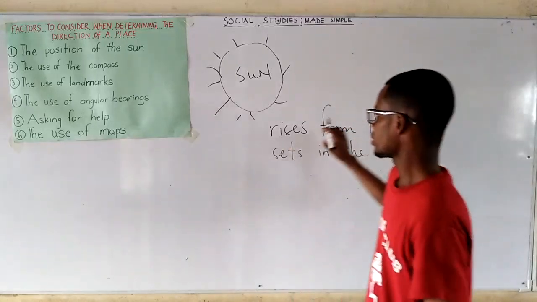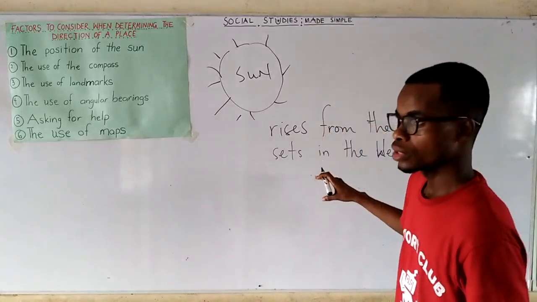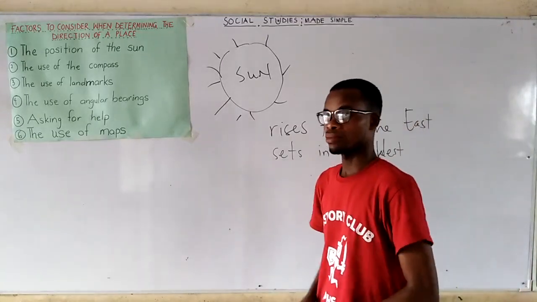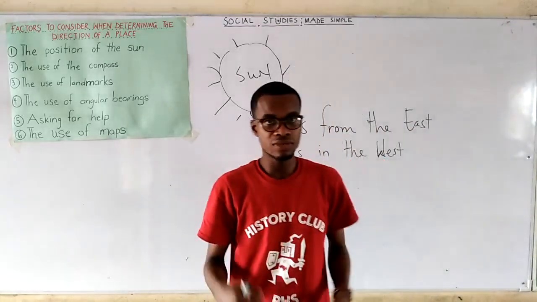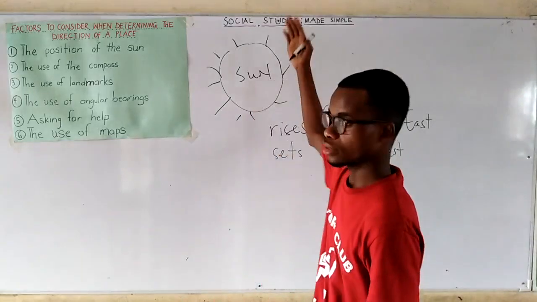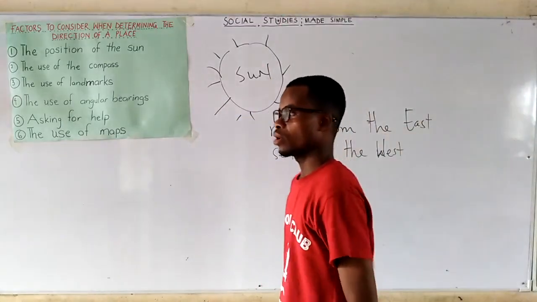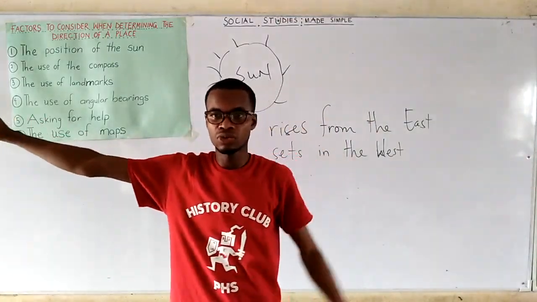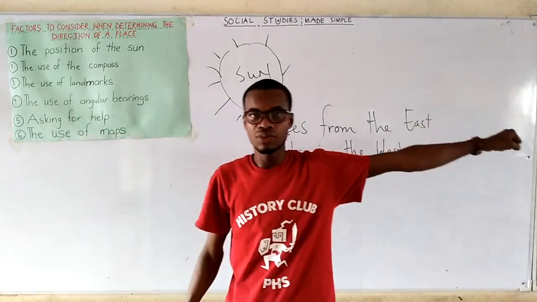Okay, if the person knows this, the only thing he or she has to do is to use his arms, stretch the right arm towards where the sun rises from. So from where I am standing, this is where the sun rises from. So if I'm able to stretch my arm, I'll stretch my right arm to point to the east and then my left arm to the west.